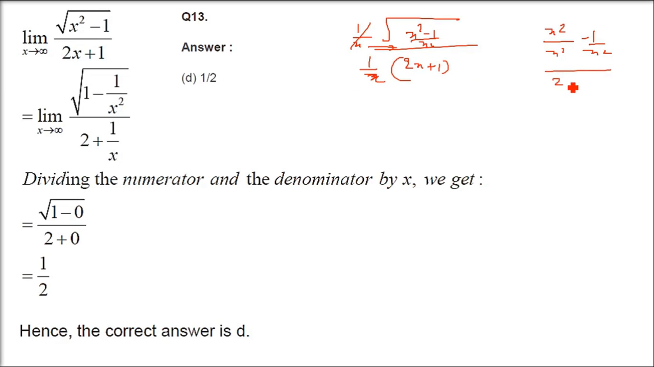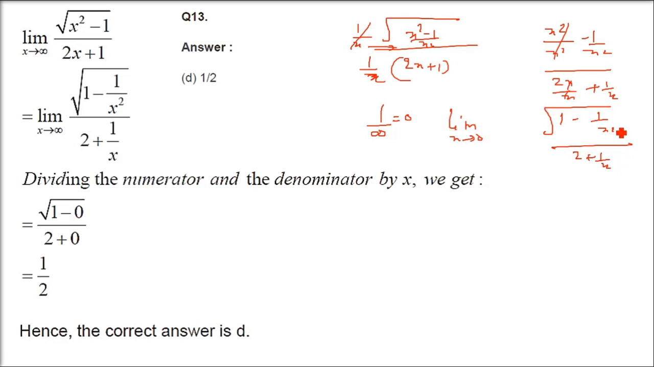And this is 2x plus 1 by x, or 2x by x plus 1 by x. This is 1, this is 1 by x square under root, inside root. This is 2 plus 1 by x. So wherever we have this x in the denominator, just apply the limit and make it 0, because 1 by infinity is always 0. These two are 0, under root 1 by 2, 1 by 2. So this answer is also D. Correct answer is 1 by 2 for question number 13.